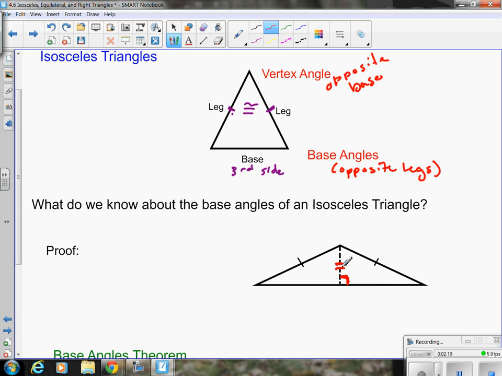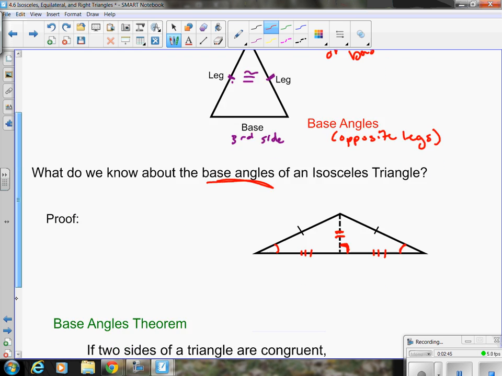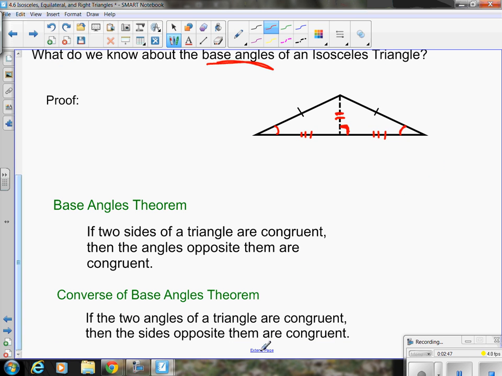You could use the Pythagorean theorem to find this side, using these numbers, and then you could do the same thing and use the Pythagorean theorem to show that this side is actually congruent to that side. And then these triangles are congruent by side, side, side. So what do we know about the base angles? Once we show that these two triangles are congruent, our base angles have to be congruent by CPCTC. That brings us to the base angle theorem.